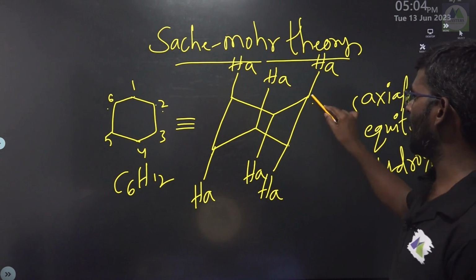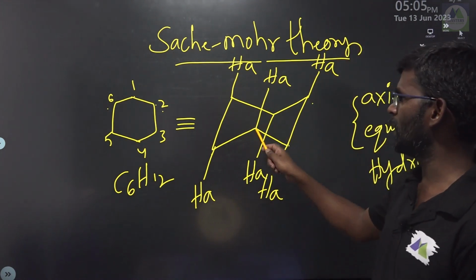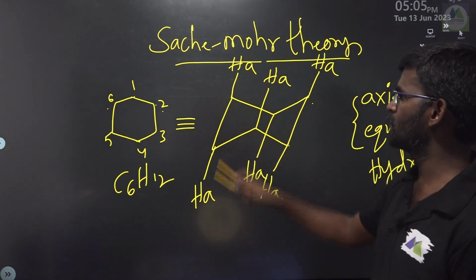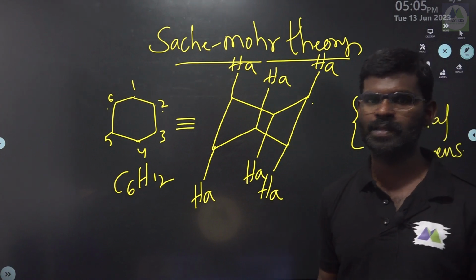At first position axial hydrogen is upside and second position it is downside. Coming to third one upside, fourth one is downside, fifth one is upside and sixth one is downside. So this is axial hydrogen representation.